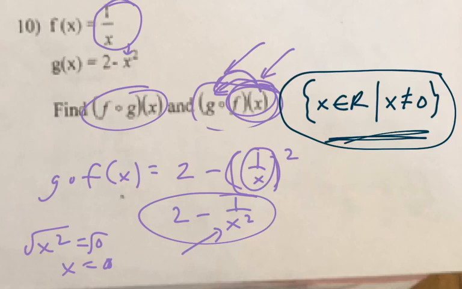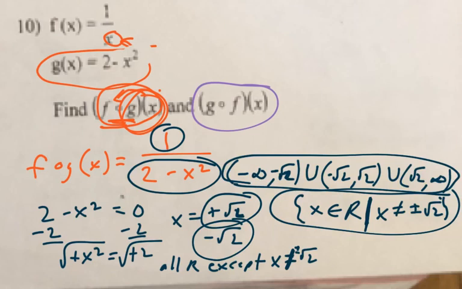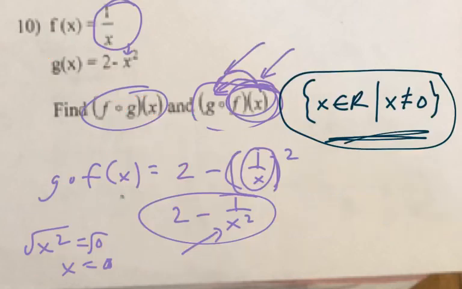Okay? But the bottom line, with g of f, I can't have it equal 0, right? With f of g, I cannot have it equal square root 2 or negative square root 2. All other numbers would work for that. Now also notice, guys, that f of g is different than g of f. And that's going to happen more times than not. Try to remember that as well.